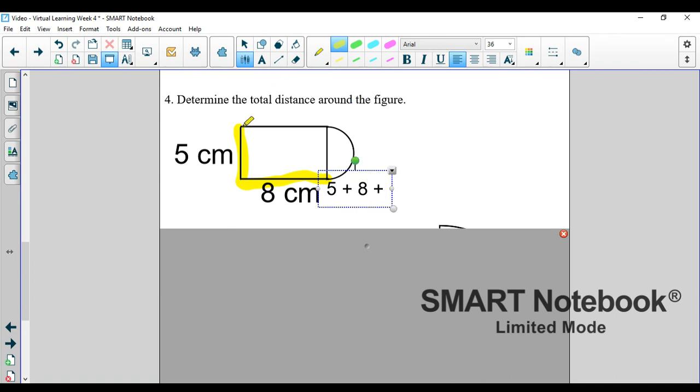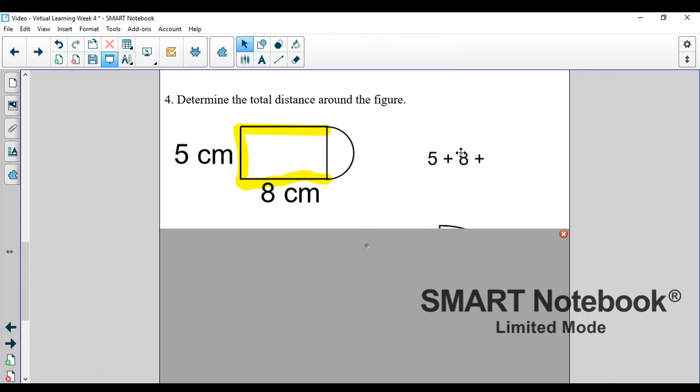Well, I also have to go across the top here. I have to think to myself, how far would I have traveled if I went there? Well, if the bottom is 8, that means the top would also have to be 8 up here. Okay, so then I know I'm going to have to add another 8, but I still have to go around this rounded curve, and I'm going to change that to a different color here.